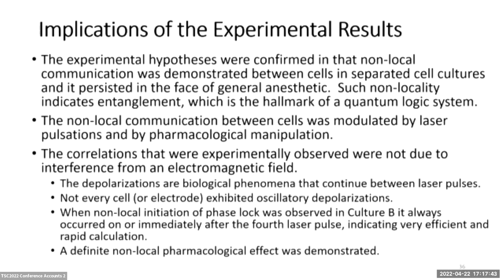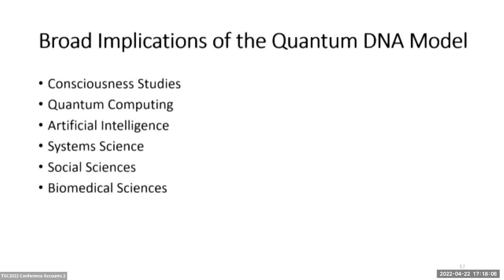When non-local initiation of phase lock was observed in culture B, it always occurred on or immediately after the fourth laser pulse, indicating very efficient and rapid calculation. If this was interference, you'd see it with every laser pulse. And finally, a definite non-local pharmacological effect was demonstrated. That's pharmacology, that's not electromagnetic. So this has broad implications for consciousness studies.